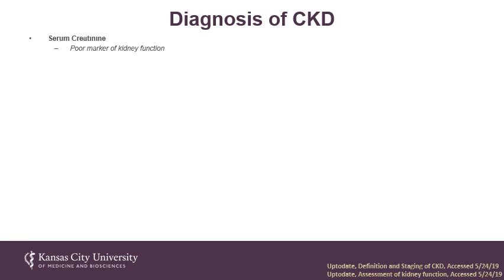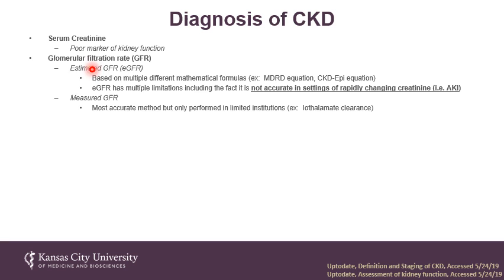Well, serum creatinine is a poor marker of kidney function, but it is something we use frequently. More commonly, we use creatinine in conjunction with the GFR, and we estimate the GFR, eGFR. There are lots of different mathematical formulas you can use. One that's commonly used is the MDRD equation. More recently, there's an equation called the CKD-EPI. All of these equations have limitations, and in fact, they're not that accurate in people that have rapidly changing creatinines.